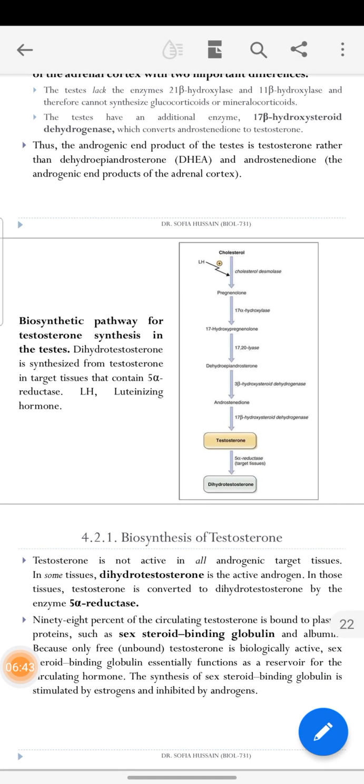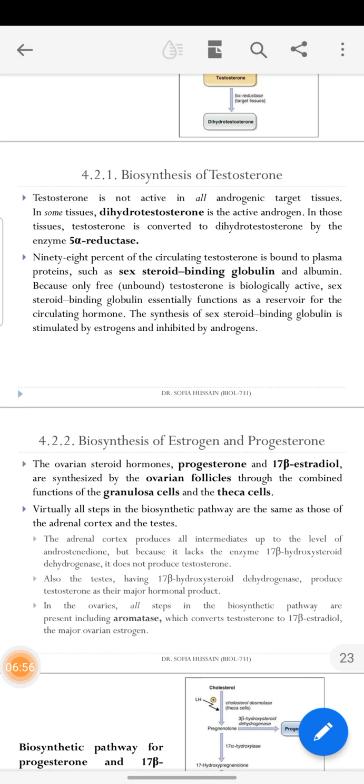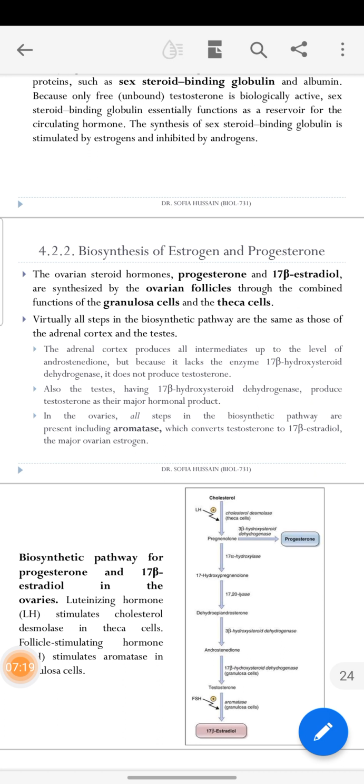testosterone. In the picture, luteinizing hormone acts on cholesterol, then progesterone, then these following steps occur and testosterone is formed. Testosterone acts on target tissues, and sex steroid binding globulin and albumin are also involved, binding to plasma proteins, and then the unbound free reservoir hormone is produced, and the androgens are produced at the end.